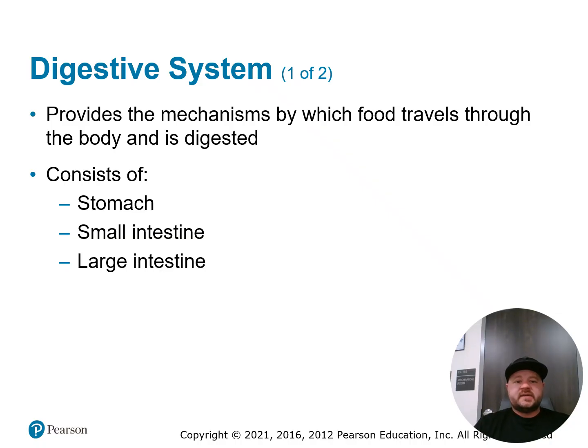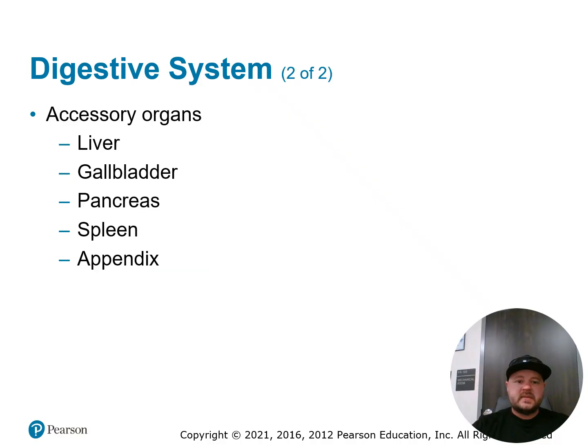Our digestive system provides the mechanisms by which food travels through the body and is digested. It consists of the stomach, small intestine, and large intestine. We do have some accessory organs like the liver, gallbladder, pancreas, spleen, and appendix that assist the digestive system in its job.